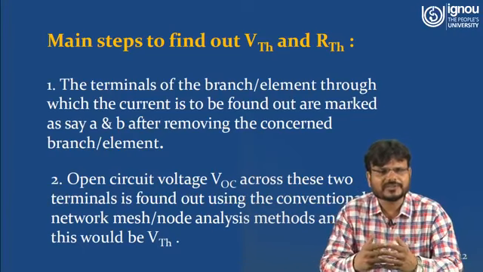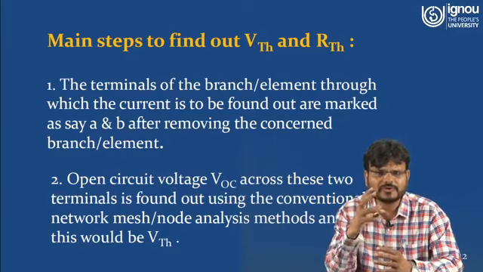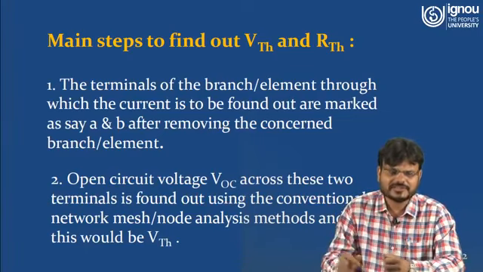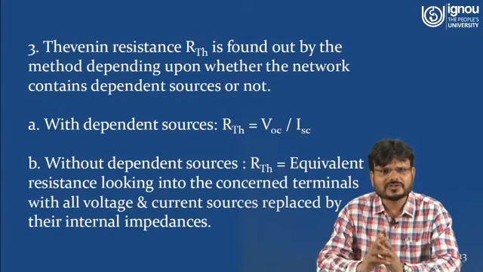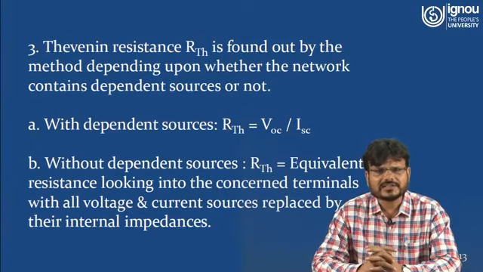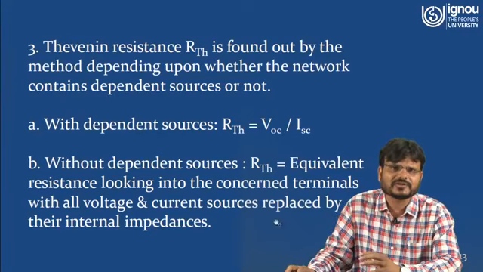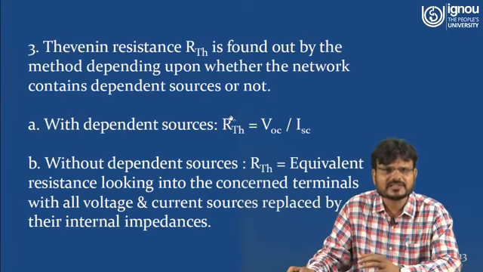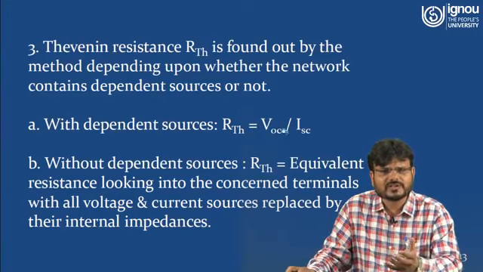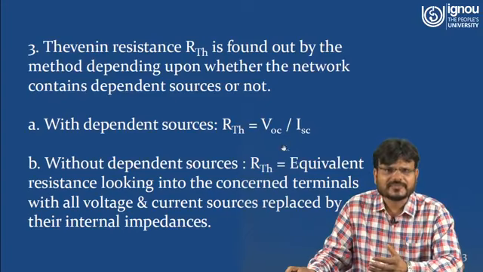So for calculating the VTH, what do you have to do? You just have to find out the voltage across the two terminals, and suppose those two terminals are A and B. So you just find the voltage VTH. And what is the third step? The Thevenin resistance RTH is found out by a method depending upon whether the network contains a dependent source or not. Suppose there is a dependent source, then how can you calculate the Thevenin resistance RTH? RTH can be calculated as equal to VOC, that is the open circuit voltage, divided by the short circuit current.